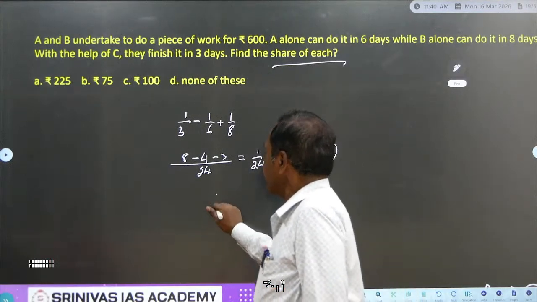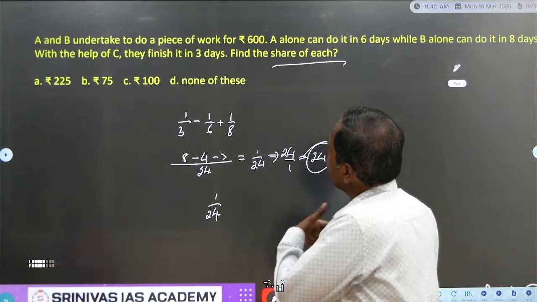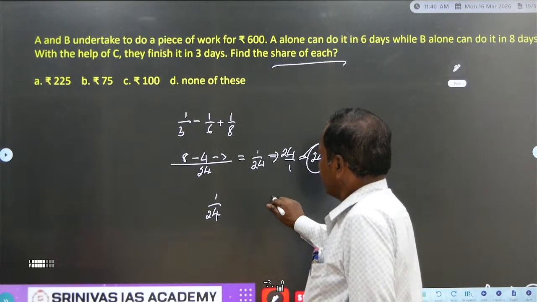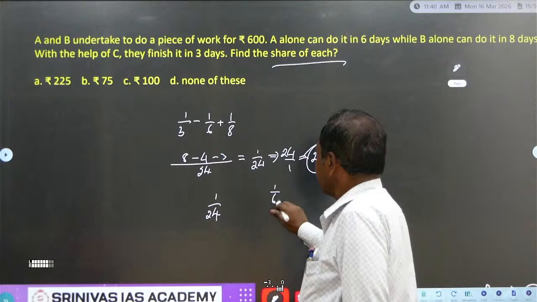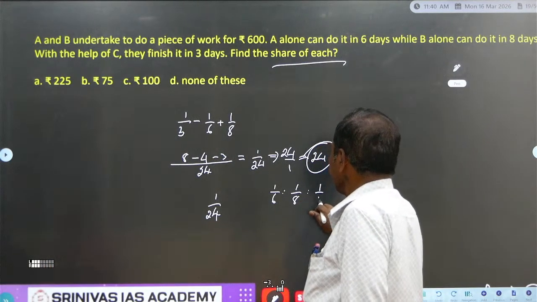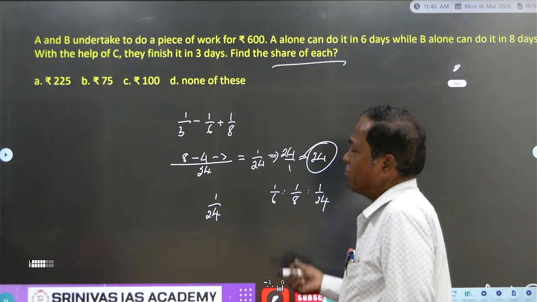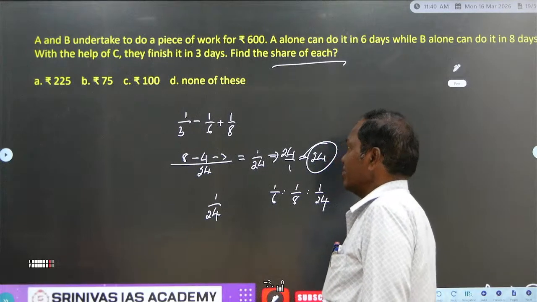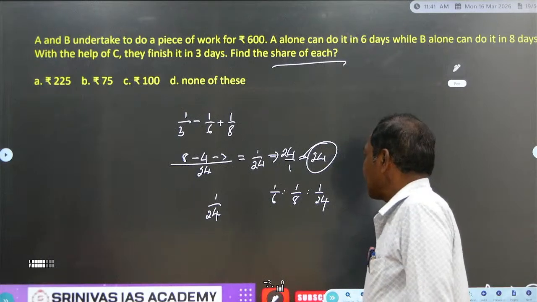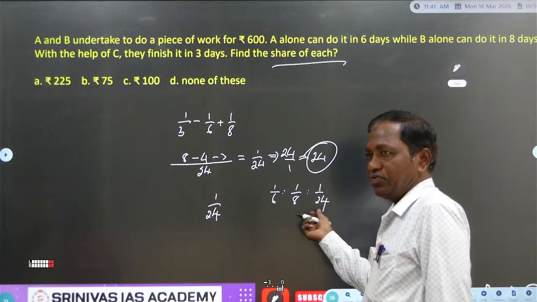C alone can do it in 24 days. He says find the share of each. It means 1 by 6 is to 1 by 8 is to 1 by 24. Sir, we have to find the share of C, sir. There must be. So 75 will come, sir. Yeah, some error, there is an error like that. Yes sir, like last time, 600 by 6 per day. Okay, this question is okay.